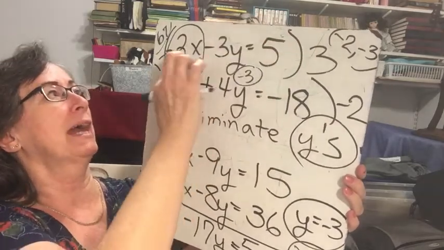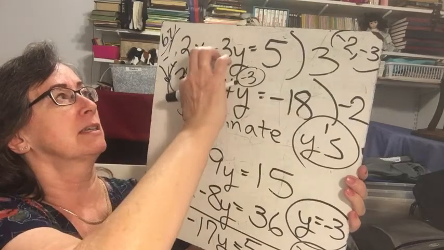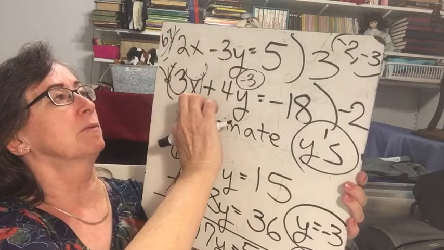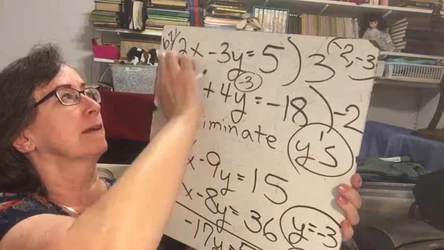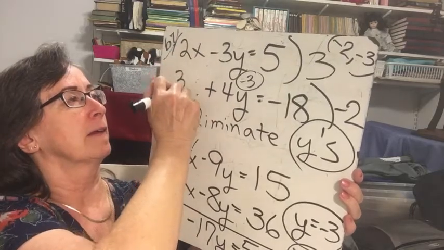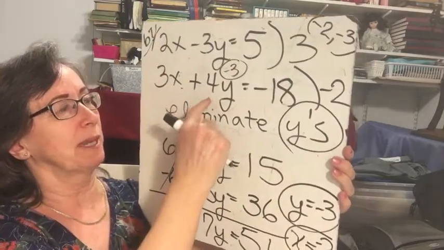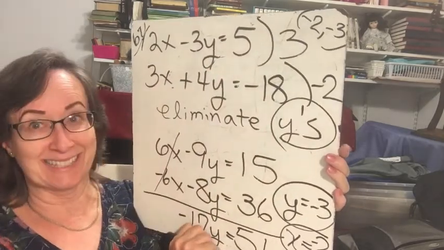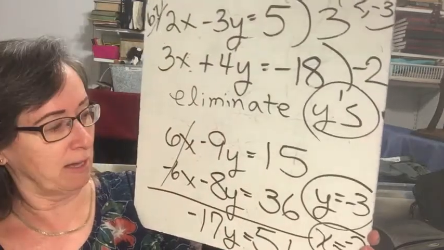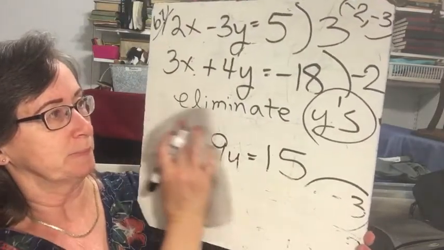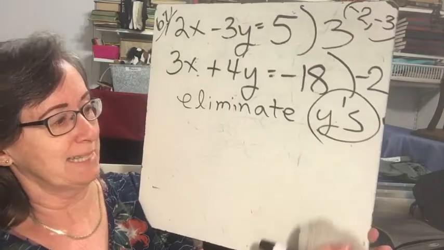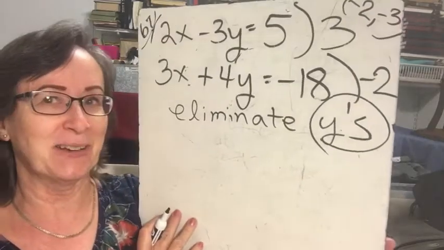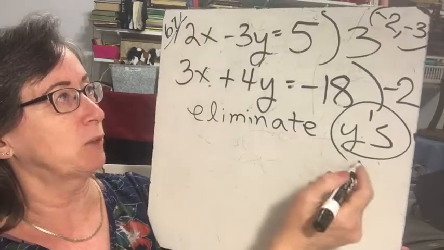Okay, we're going to go back to, this is just a 2x. And this one was a 3x. And now we're going to eliminate the y's instead of the x's. All right, so that means all of this is going to go away. And we're going to see that we can work the problem an entirely different way and still get the same answer. Okay, now we're going to eliminate the y's.